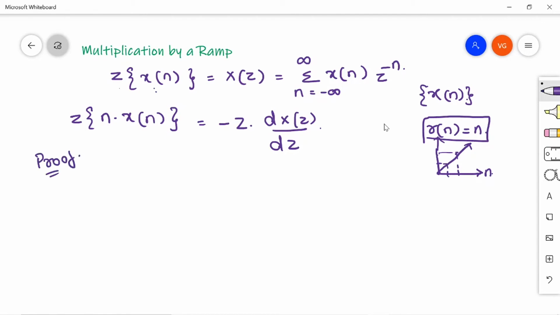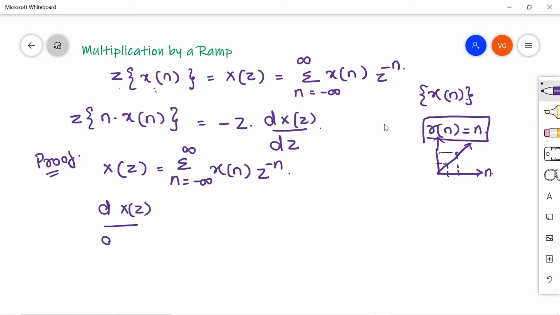So now we know X(z) is what here? Sigma n running from minus infinity to infinity, x[n] z^(-n). Take the differentiation on both sides with respect to z. So dX(z)/dz is equal to sigma n running from minus infinity to infinity, x[n] times d/dz of z^(-n).